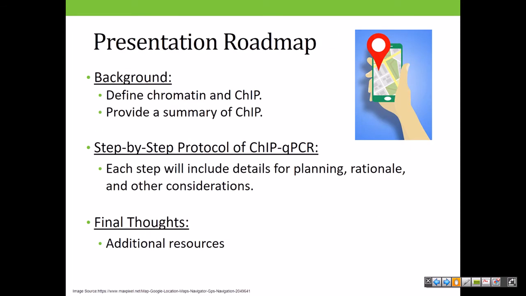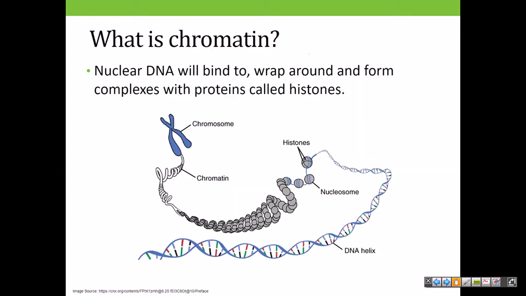All right, so a little roadmap to tell you where we're going to go on this journey. First, I want to give a little background on chromatin itself and CHIP, as well as provide a summary in the form of a flow chart of what all the steps of CHIP are. Then we'll go step by step through the protocol and talk in detail about the steps for planning, the rationale, like why we're selecting one thing over another, and other considerations, again, per step. And then, of course, we'll look at some data at the end, and some final thoughts and additional resources for you.